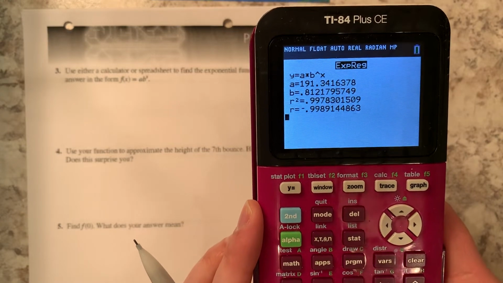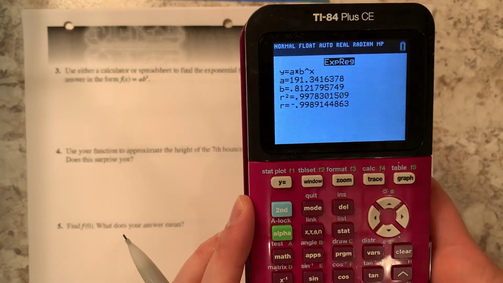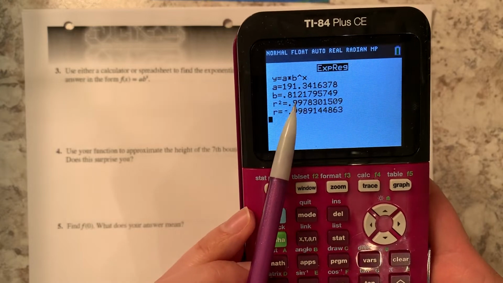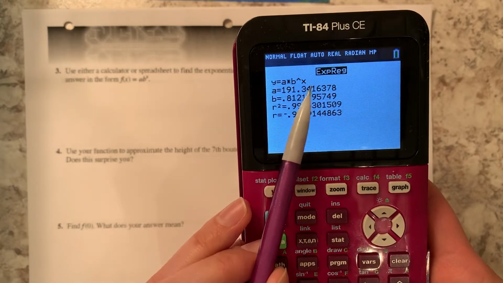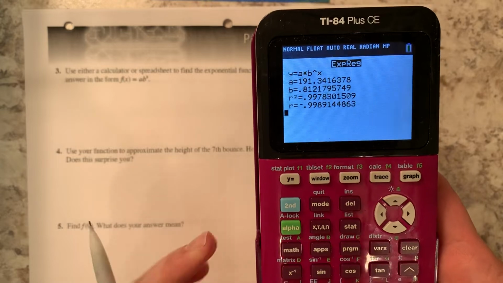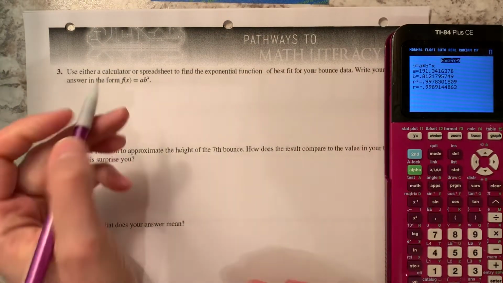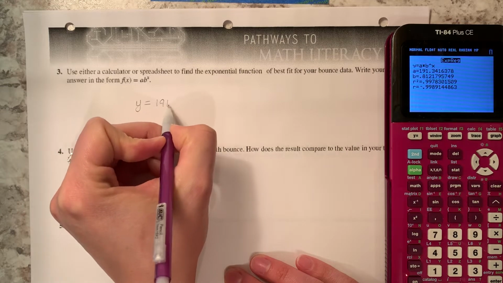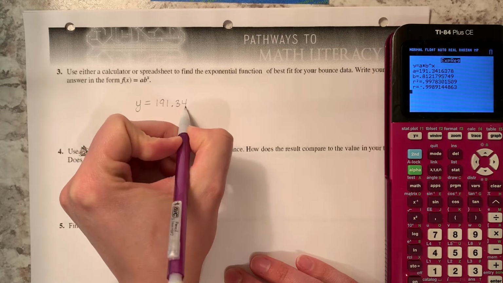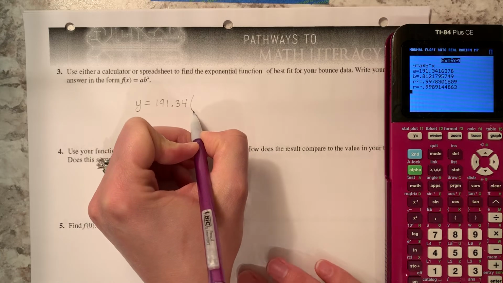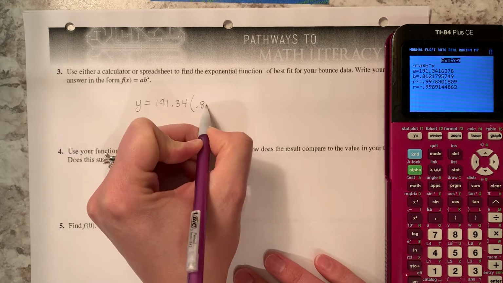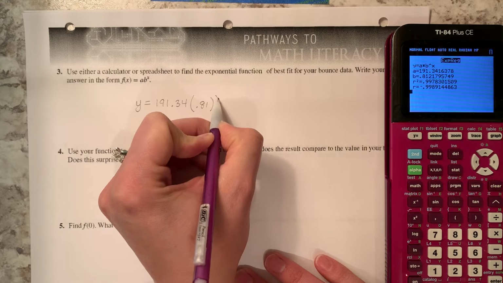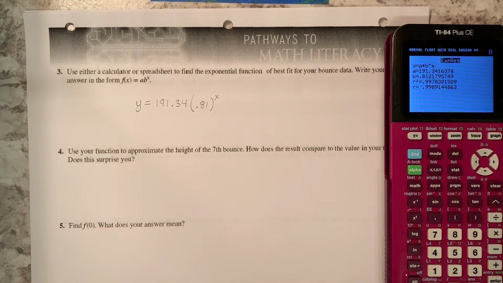We are going to ignore the R values, so don't worry about those. But the A and the B, we're going to plug those into the function that they give us up here, and we'll just round to 2 decimal places. So my function that I found is y equals 191.34 times, and then my B value is 0.81 to the x power. Okay. All right, so hopefully you got those from your calculator, no problem.